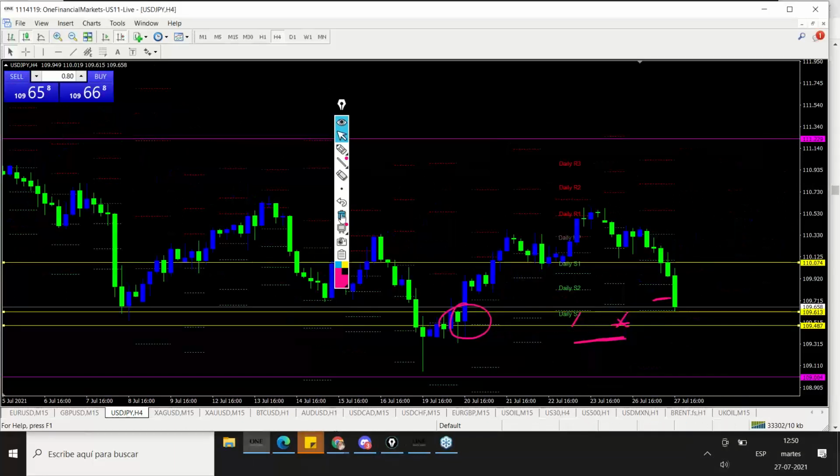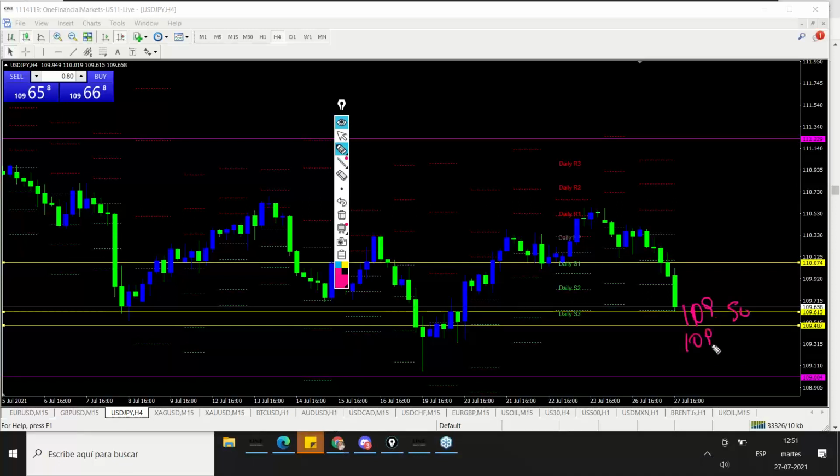Dollar yen instead of selling, what we're gonna do, we're gonna wait for the 109.50, the 109.40, 109.30. We're gonna wait for all these levels for possible buyers. You see, so again, I don't have to go to 3 years back or 2 years back, because we have enough information from this current month of July.